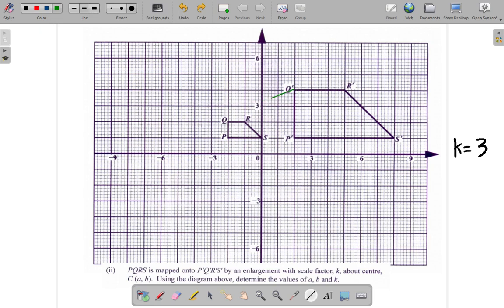Okay. From Q prime through Q and back. Let's go from R prime through R and see where they intersect. From P prime through P. And you could go from S prime through S. So the intersection of these lines is right here. All right?